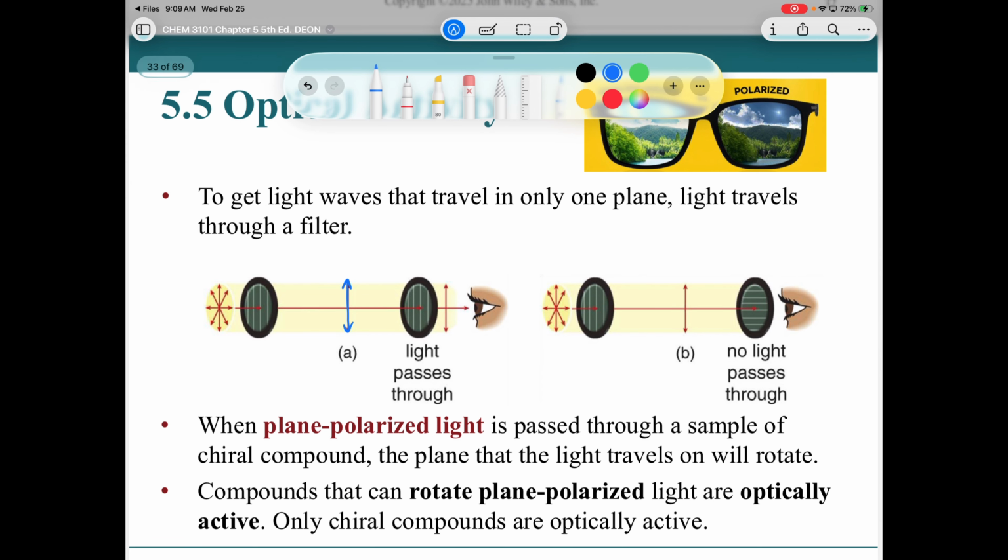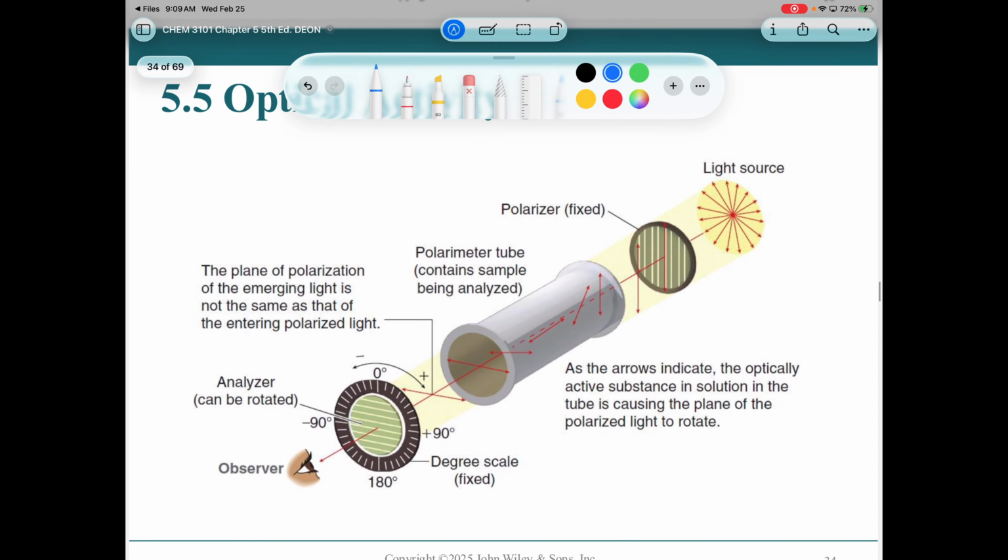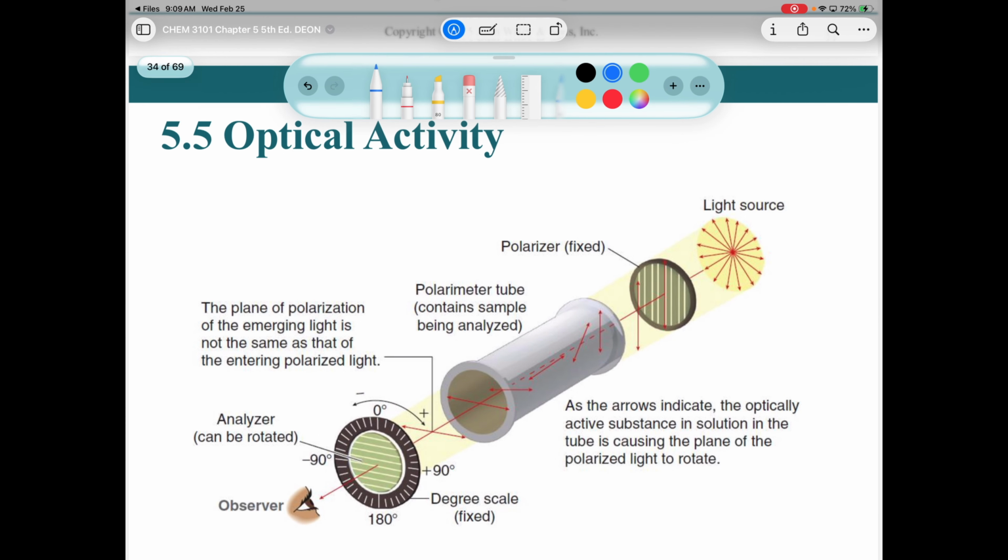And so then what you're going to do is take the plane polarized light and shine it on a sample of an organic compound in solution, okay? So we have a polarimeter, and I don't know if there's one in your lab.